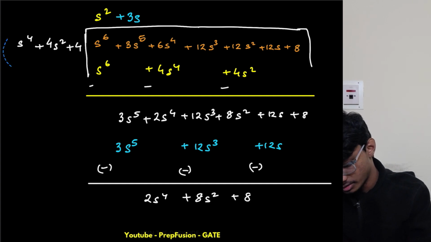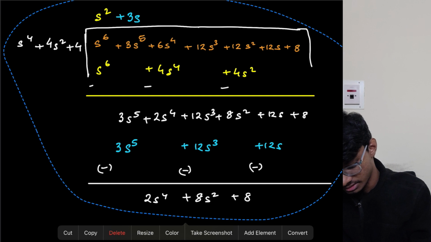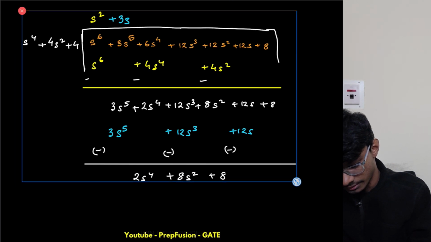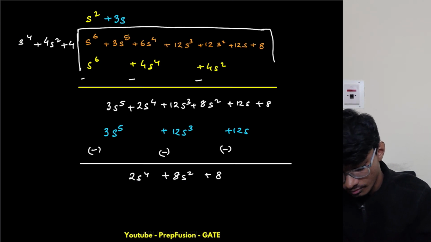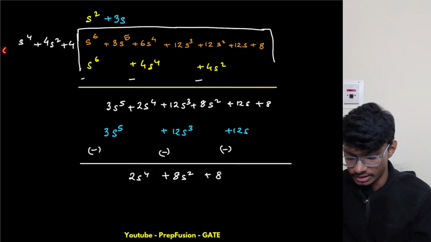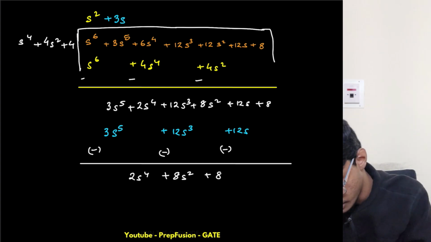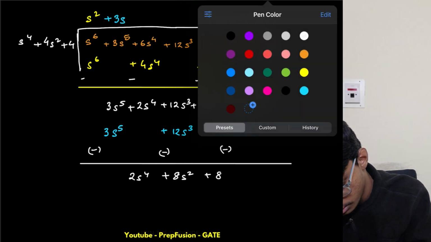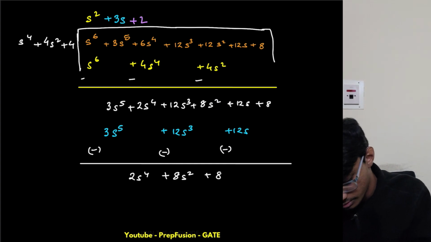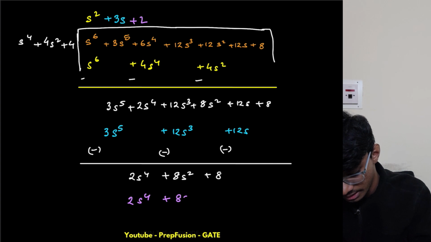So I can reduce the size a bit so that I can fit this whole thing in a page. So now what do I do? This is 2, right? The coefficient is 2. If I simply multiply with 2, I will be sorted, right? So multiplying with 2, what do I get? This is 2s to the power 4 plus 8s square plus 8, right?